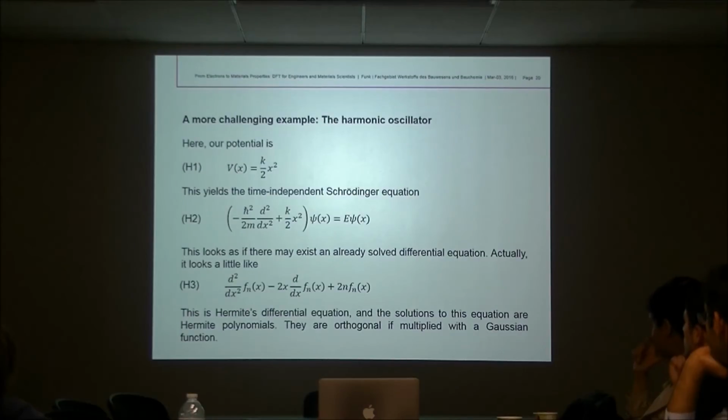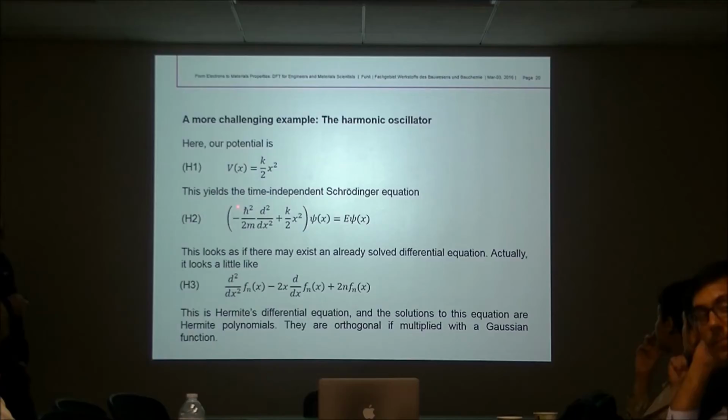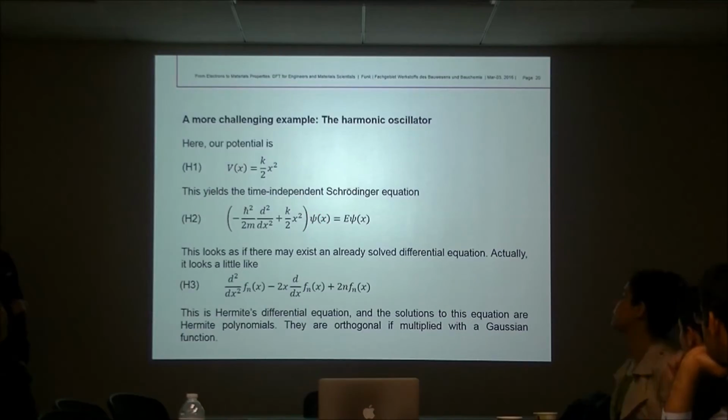Let's look at a second one, more challenging. The harmonic oscillator. Such a nice little potential and such an evil Schrödinger equation. We need a function that fulfills all this. This needs to be an eigenfunction to this operator. So we should obtain only the function times some constant.